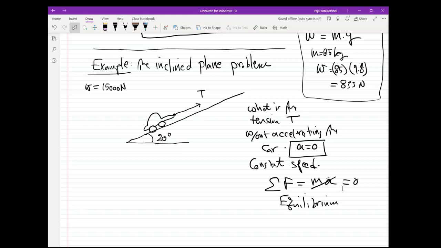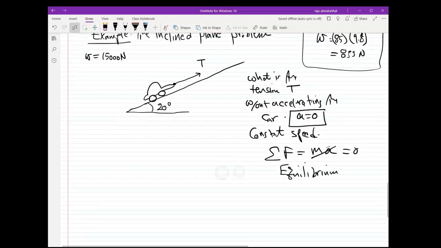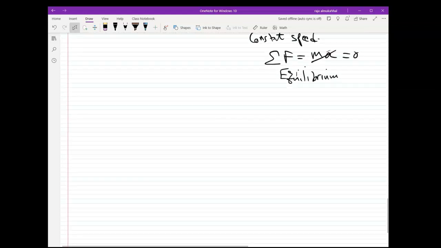Okay, so to work it out, I hope you've taken notes on that. So here is the car. Here is the ramp again.